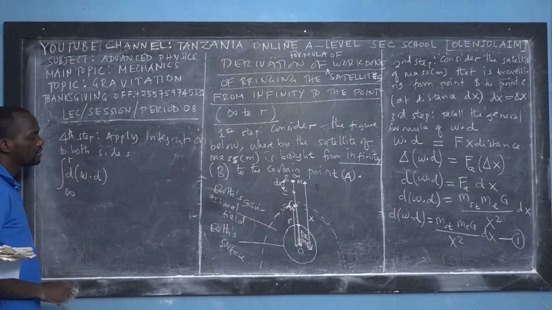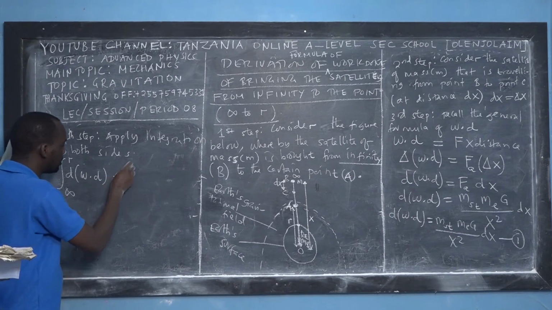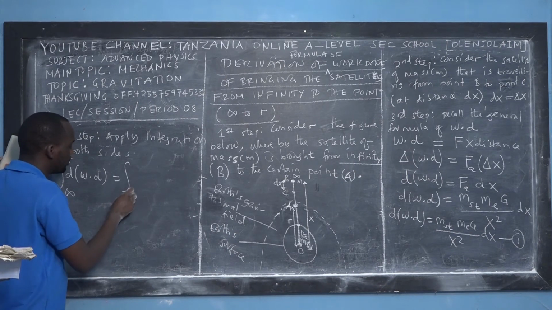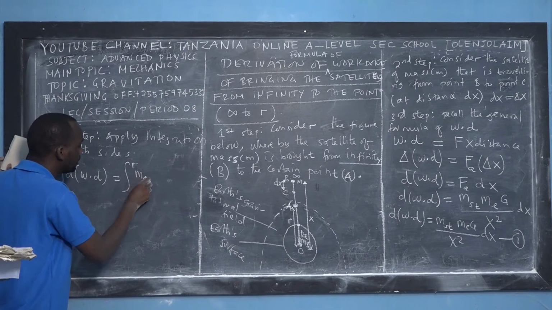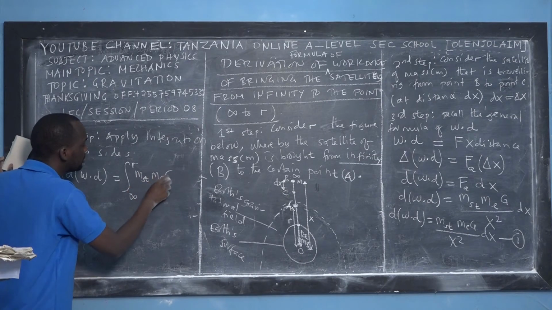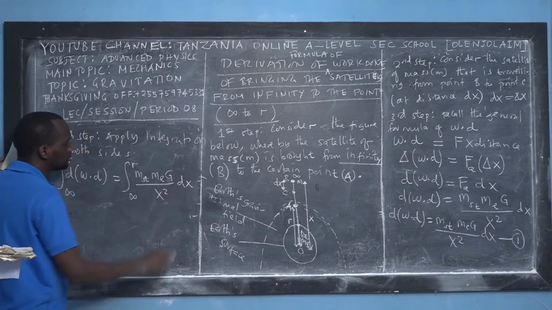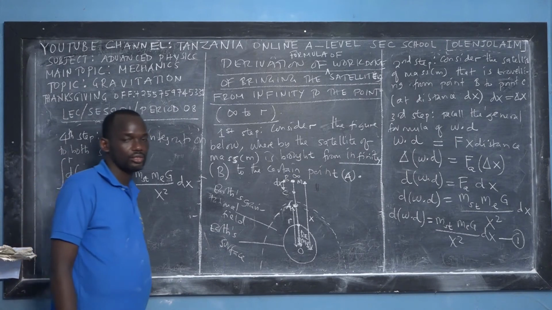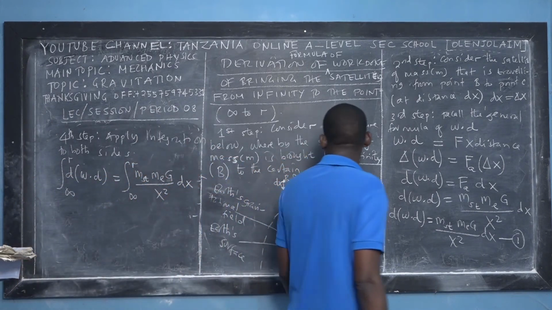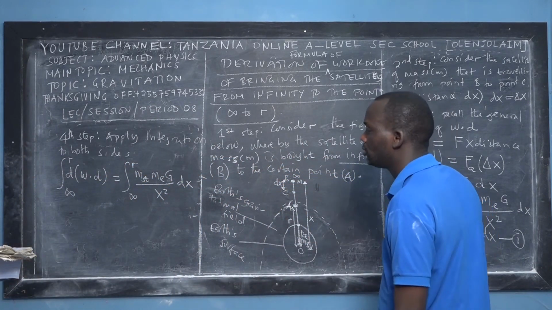The distance from the center of the S to, listen carefully, the distance from S to the point A is r. This is equal to what? The integral from infinity to r of the mass of the satellite, mass of the S, universal gravitational constant, over x squared dx. So this now is a very beautiful mathematical expression.